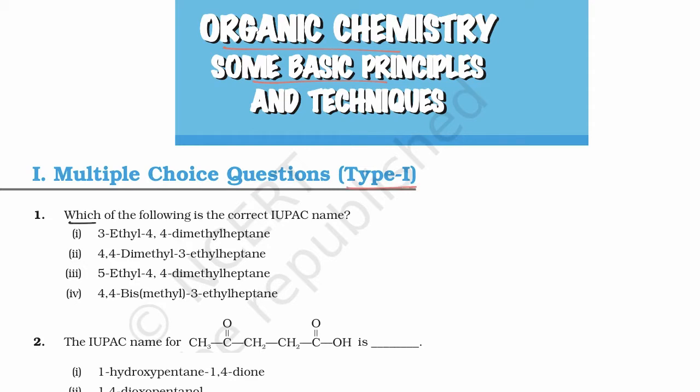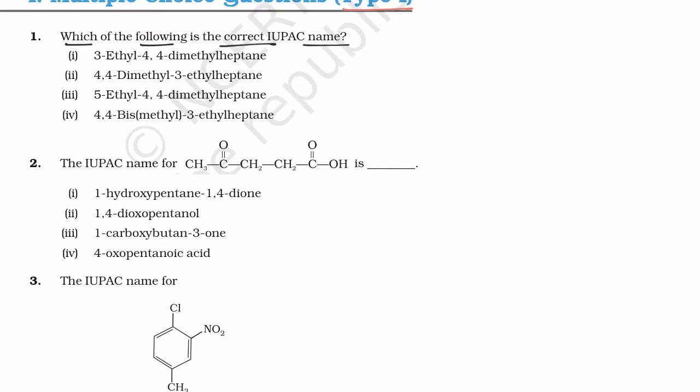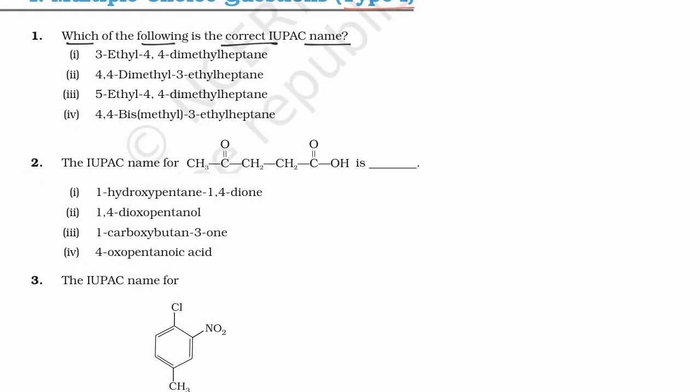First question, which of the following is the correct IUPAC name? Now, 3-ethyl 4,4-dimethyl heptane, so a total of 7 carbon atoms are present in the main chain, and at the third position ethyl is present. At the fourth position 2 methyl groups are present, so 1, 2, 3, 4, 5, 6 and 7. Now this is correct and hence the first option is the correct option, while the others are incorrect.